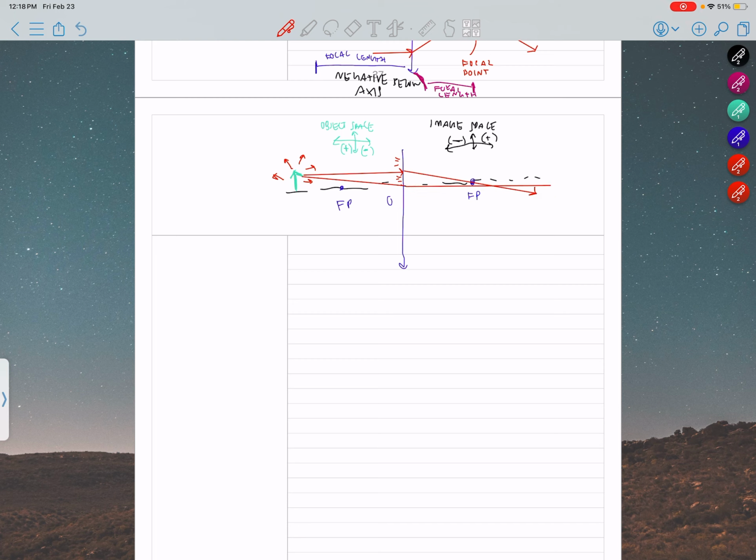Okay, and the third principal ray is going to go from the top of my object, and it's going to go through the object focal point. Okay? It's going to go through my lens and it's going to come out parallel to the optical axis. Oops, this one doesn't appear.